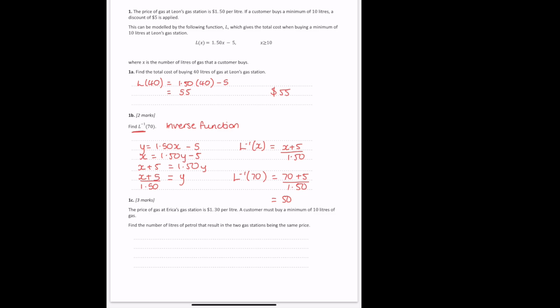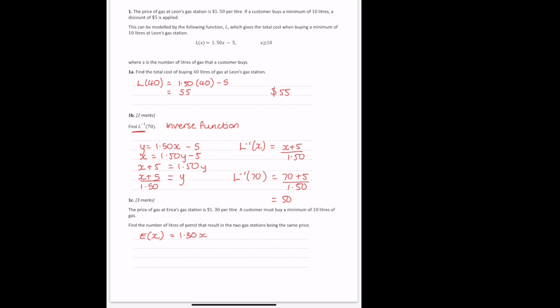So for the last question here, we have a new function. So this time the gas station is selling it for $1.30 per litre. And again, you must buy at least 10 litres of gas. And we need to decide at which point will they be the same. So in my new situation, let's call this Erica's price of the gas. So this is 1.30 per litre. So much simpler function, just 1.30 per litre.